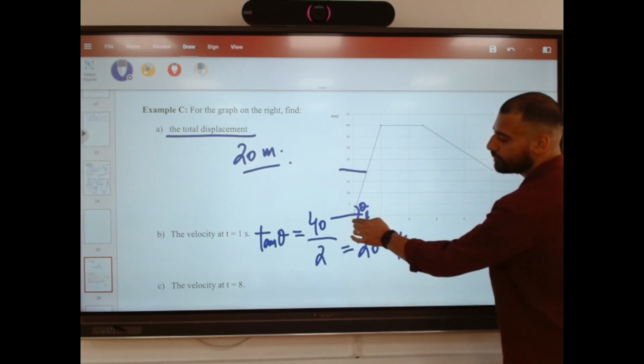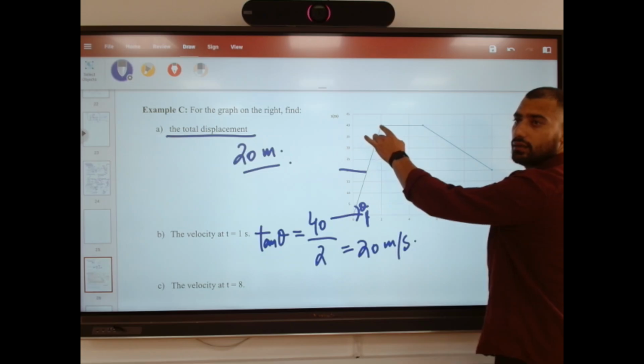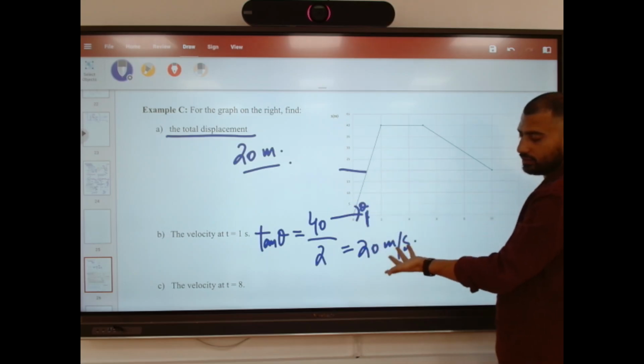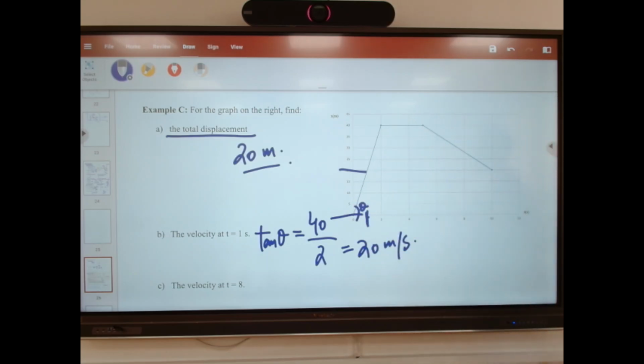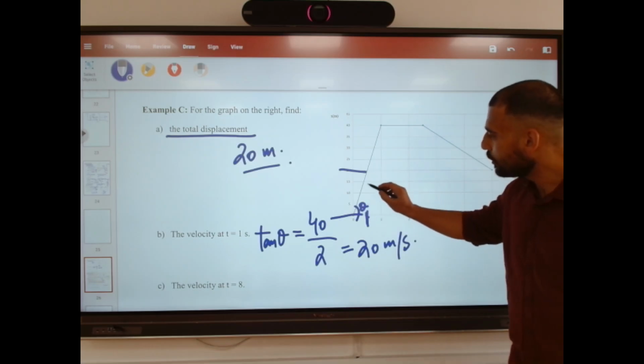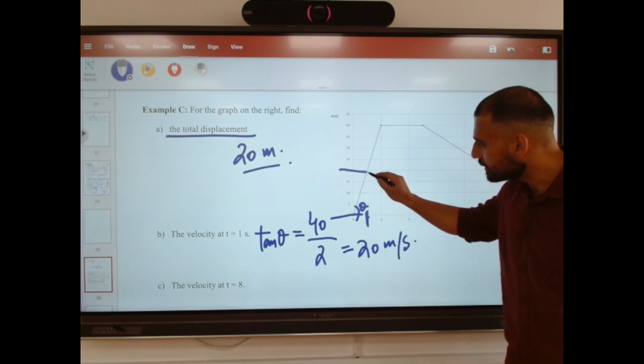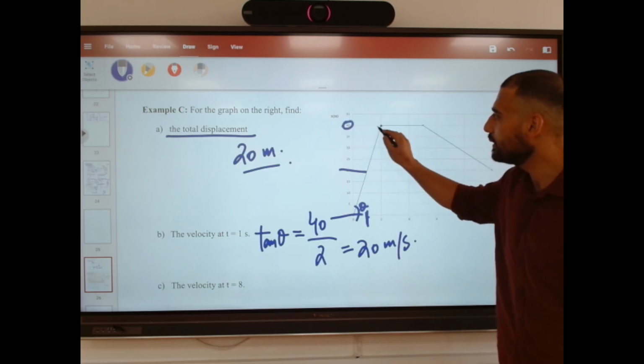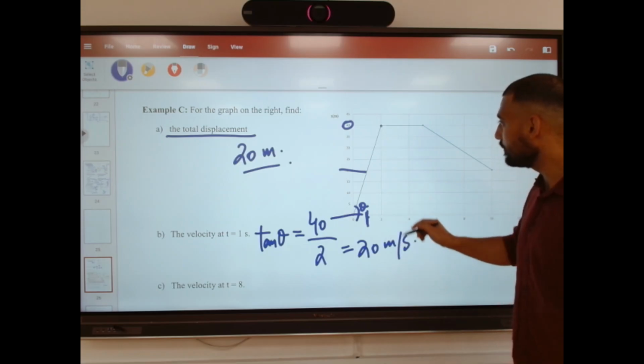Because for the whole line from 0 to this point, the slope is the same, isn't it? So if you find the slope of this line, it will be the same at every point. Yes? So why is the base 2 if you're talking about 1 second? Because I'm not considering the velocity at this point. I'm considering the distance 40 meters, which is here. So the triangle that I'm using is this.